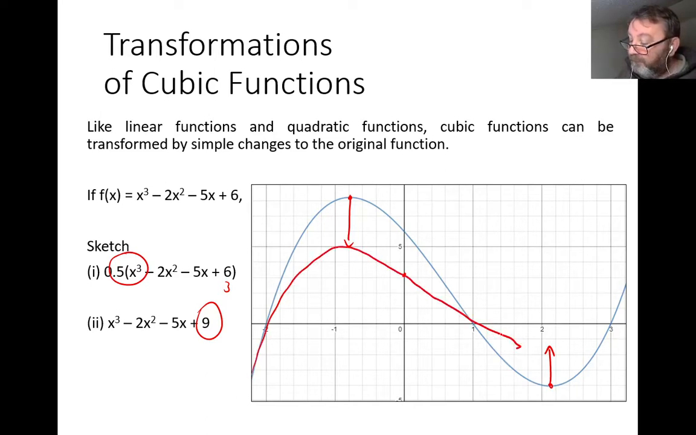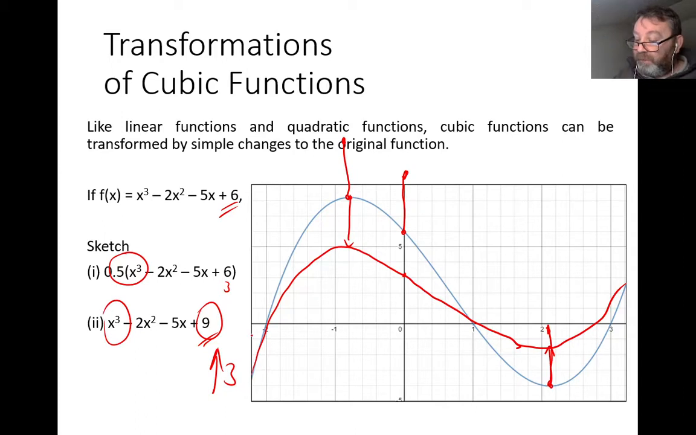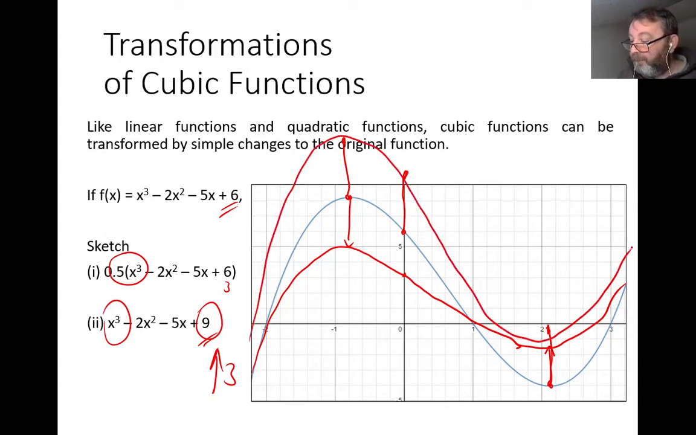All right, like that. And then the last one, no change in the beginning, but a change in the last constant from 6 to 9. So that means it's gone up 3 units. So that point there will go up to here, that point there will go up to here, and that point there will go up to here. Okay, so you'll end up getting something which is parallel, almost like that. Okay, and so on. Now, apologies, that's the only way I can do it on these slides, but I hope you get the idea. But they're the only 2 transformations of cubic functions that we have to watch for.